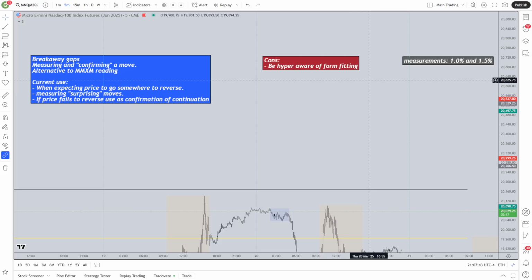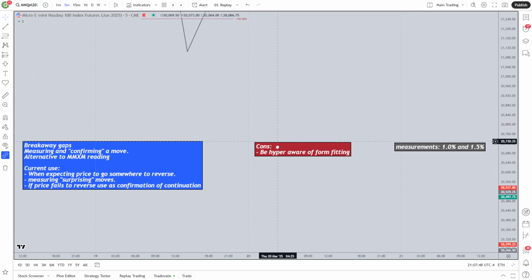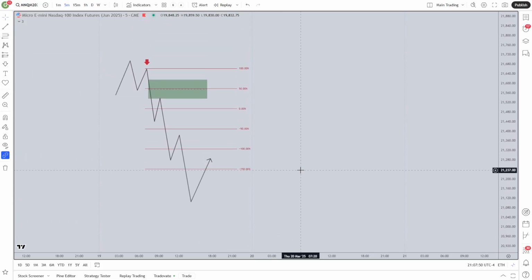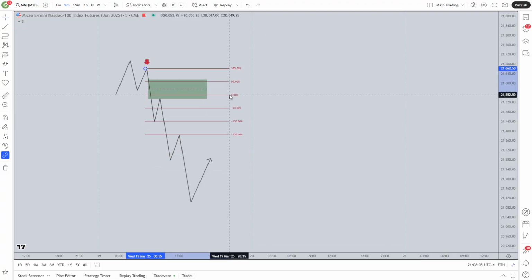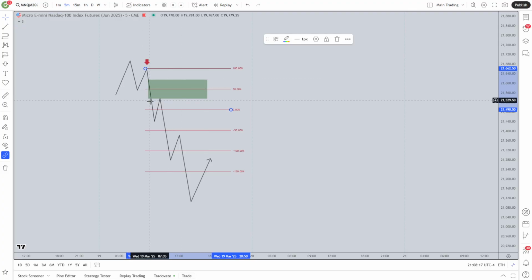All right, have to be careful not to form fit this thing, and the measurements I'm going to be using are the 1 and the 1.5 deviation. So basically, when price gives this move, let's say it's bearish, and we see a swing high, a breakaway gap, and we want to measure this move, we take a Fibonacci and we anchor it to the top, the nearest swing point to the breakaway, and then mark the 50% of the Fibonacci to the 50% of the gap.